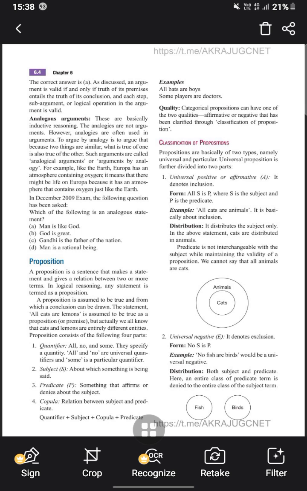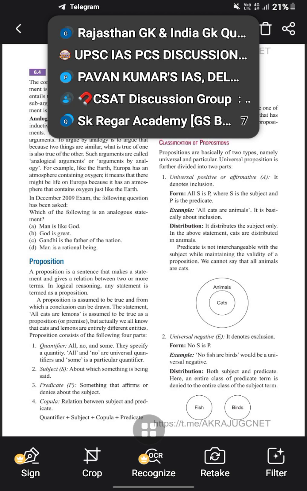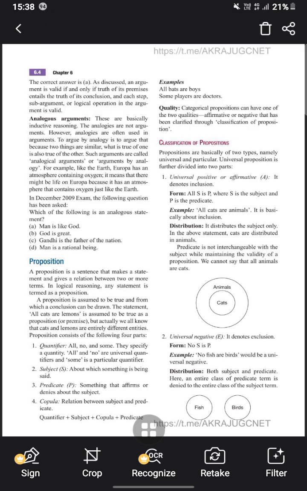Categorically, a proposition can have one of two qualities, affirmative or negative, that has been clarified through classification of proposition, that is quality. So if there is a quality, a categorical proposition can have one of the two qualities. Quality is affirmative or negative, that has been clarified through classification of proposition.